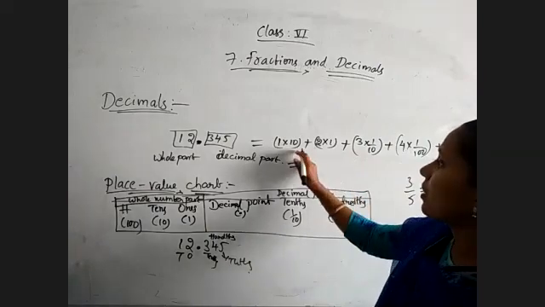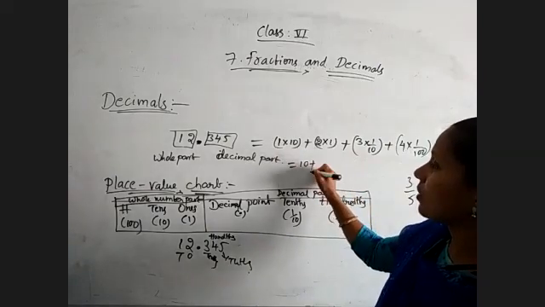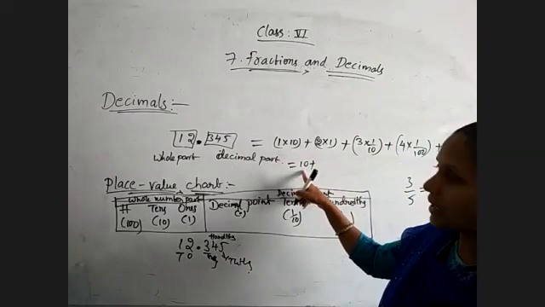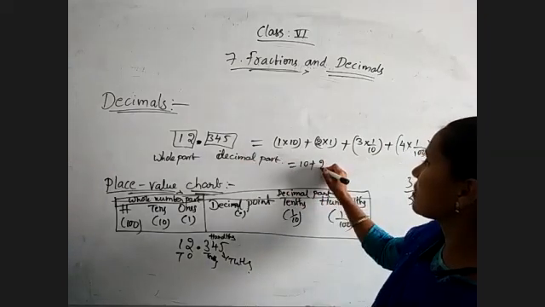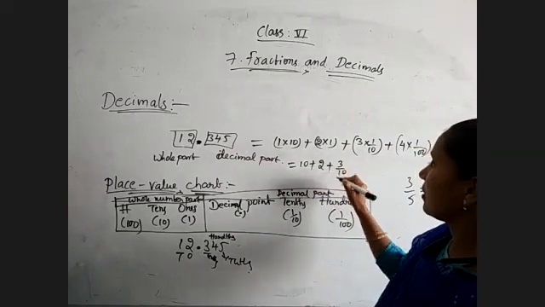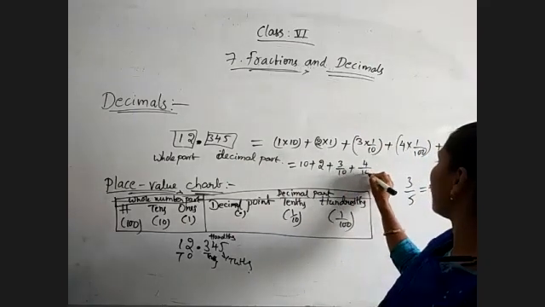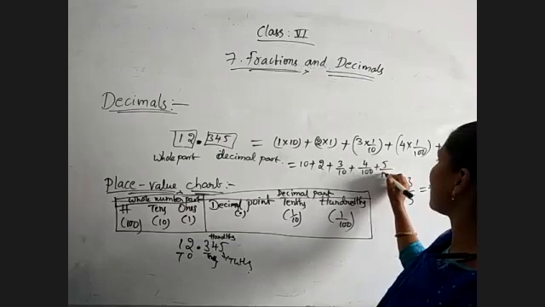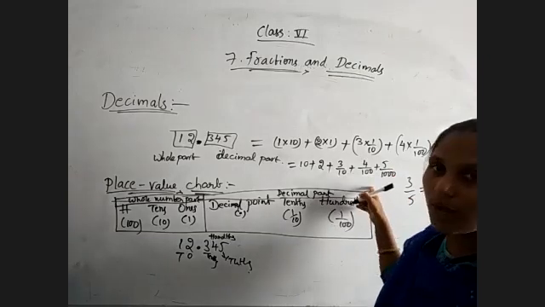Just observe now, 1 into 10, 10. So 1 is in the tens place, that's why 1 into 10, we get 10. 2 is in the ones place, so we get 2. And 3 is in the tenths place, 3 by 10 plus 4 by 100 plus 5 by 1000. So this is the final answer in fractions.